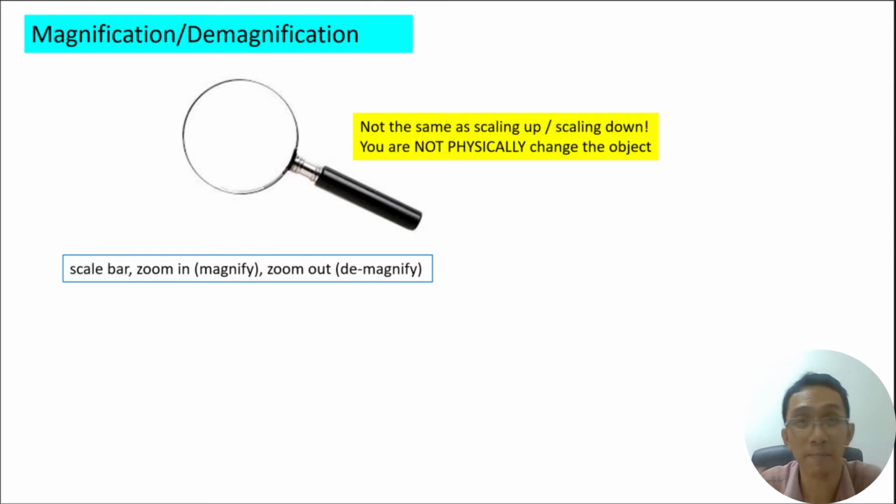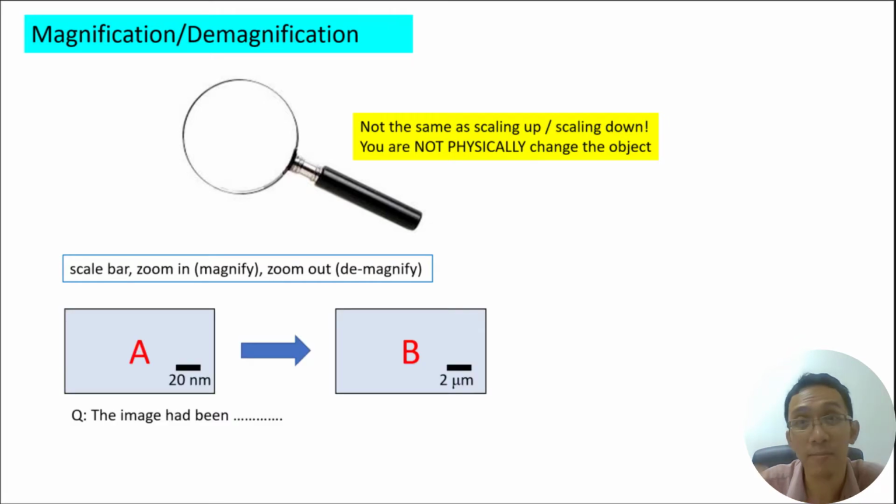Let's put everything in practice. You have an image A and an image B now. The scale bar on A is 20 nanometer. The scale bar on B is 2 micrometer. If image A shows this boat, what happened to this boat when you go to B? The image will be demagnified 100 times. Pause this video and try to make sense of it, as the correlation between the scale bar and magnification times is important to understand when dealing with a small object.